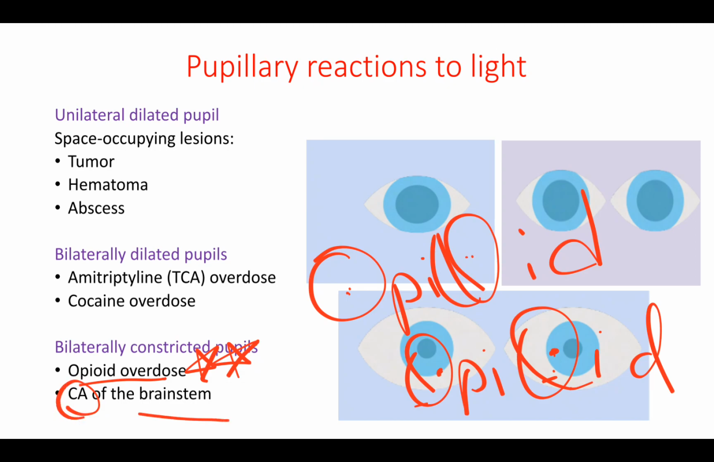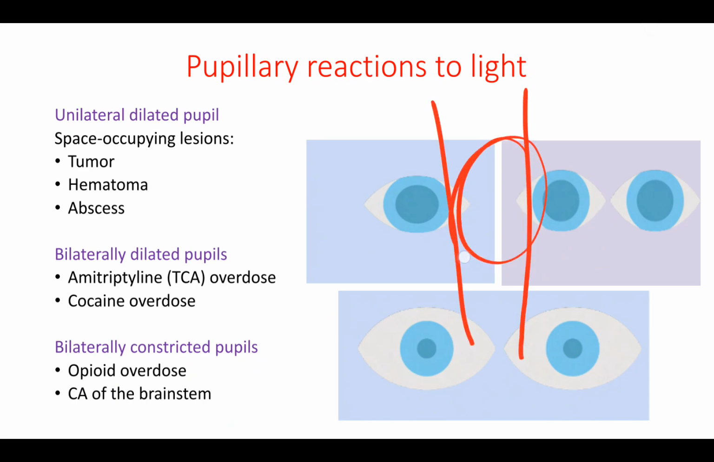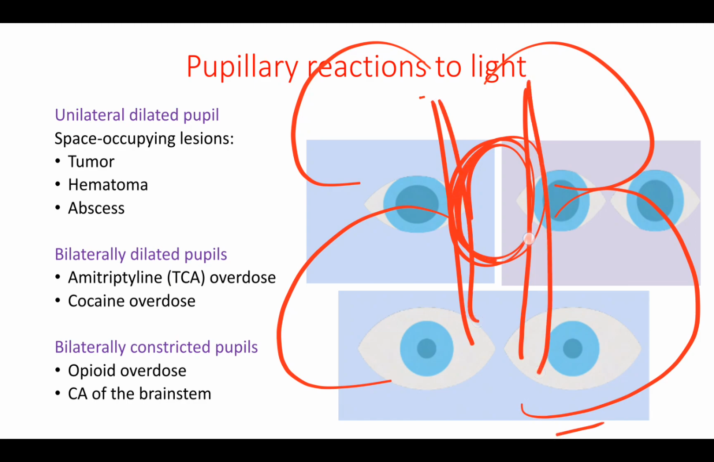So brainstem is not a space occupying lesion, right? So your brainstem is coming like this, and if there is a tumor here, both the sides will be affected. These are your cerebelli, and these are your cerebrum, and these are your cerebelli. So both the sides will be affected because it is in the center, all right? So it won't be unilateral, it will be bilaterally constricted pupils.